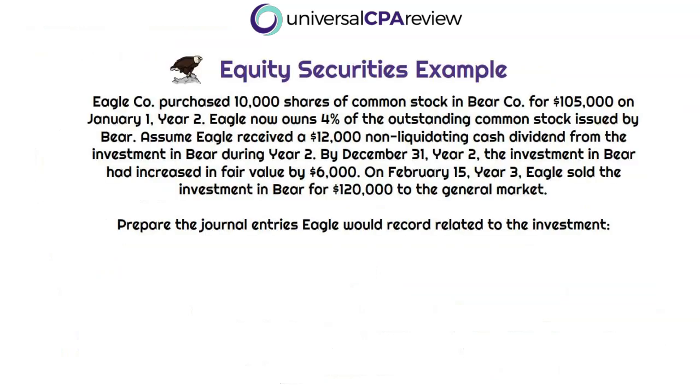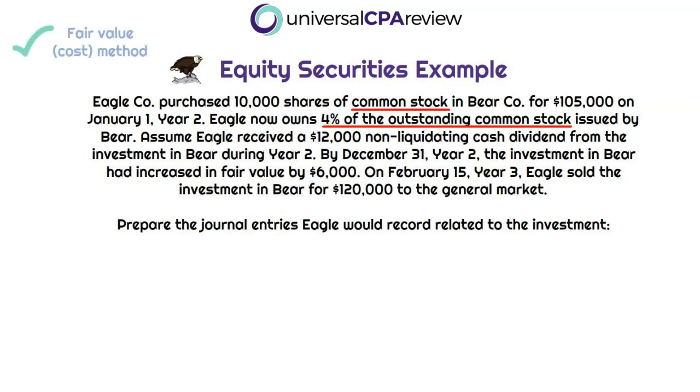So now that we've gone through the 4 steps of our mental map for equity securities, let's take a look at an example. As the example starts off, it says that Eagle Company purchased 10,000 shares of common stock in Bear Company for $105,000 on January 1st, year 2. Right? So pretty basic. They purchased common stock, so we know that's a marketable equity security. Now the question also states that it represents 4% of the outstanding common stock of Bear. Right? So it's not necessarily significant here.